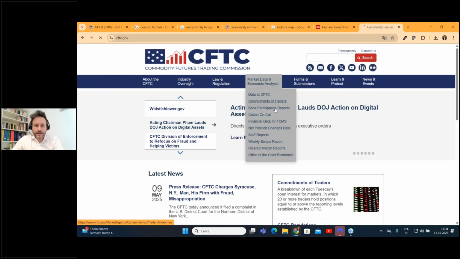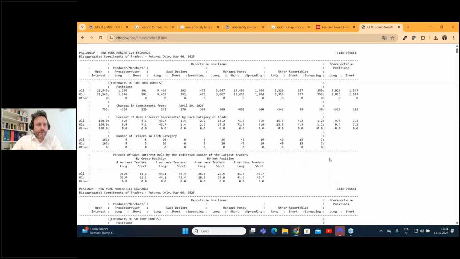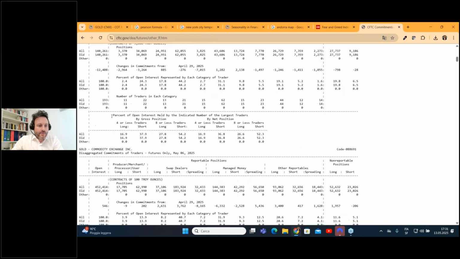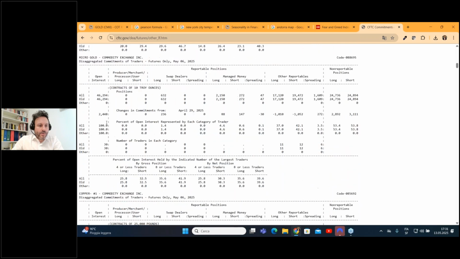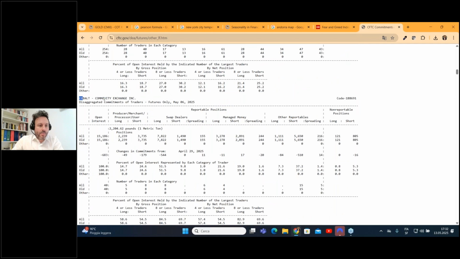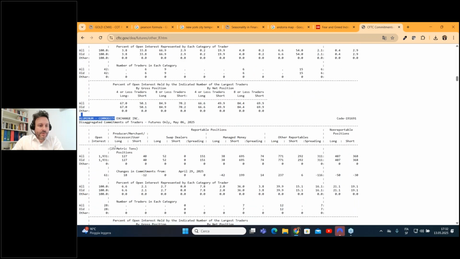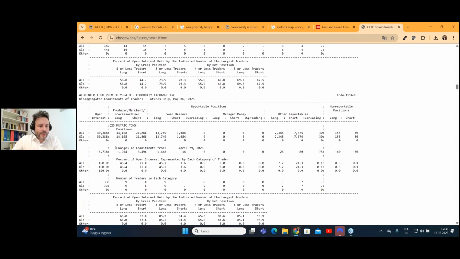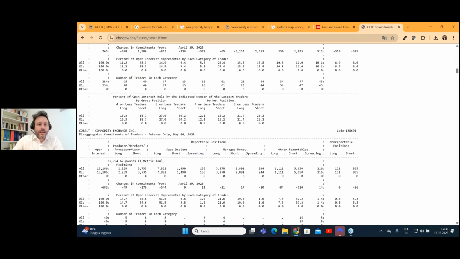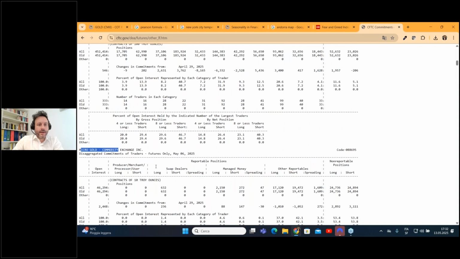You can find this report here. This is, for example, as you can see, palladium. We have also the copper, we have cobalt, we have lithium, aluminum, let me see, steel, and all the commodities. Look here, we have the gold, okay?